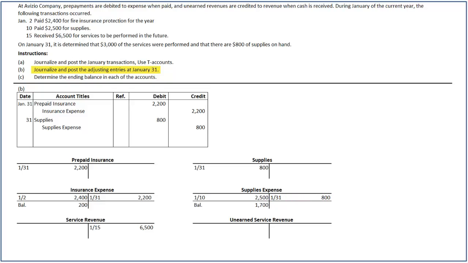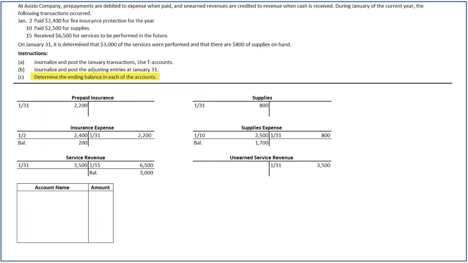On January 31st, it is determined that out of $6,500 unearned revenue, $3,000 of the services were performed. To record this, we increase unearned service revenue by debiting it for $3,500 and decrease service revenue by crediting it for the same amount. We post $3,500 on the debit side of the unearned service revenue account and $3,500 on the credit side of the service revenue account. By deducting $3,500 from $6,500, we determine the ending balance to be $3,000.